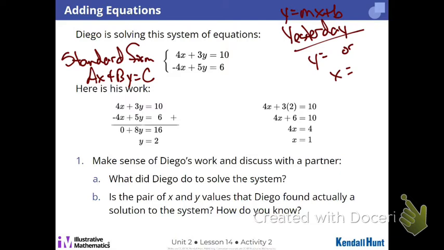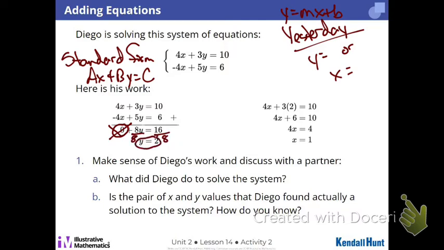All right, who can tell me what Diego did? What did Diego do? Claire, what did he do? I heard you say it. He added them. A good way to know that he added them is there's this addition sign. Okay? And if you add them together, what's 4x and negative 4x? 0. What's 5y and 3y? 8. And what's 10 and 6? And when he did that, look what happened to the x term. Which means you can solve for y.